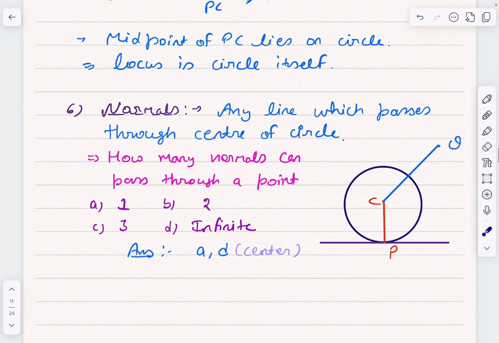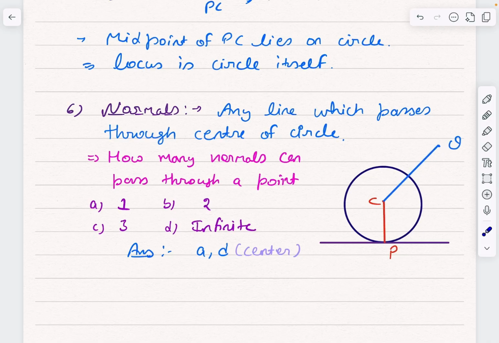Now, normals. What are normals? A normal is just any line which passes through the center of the circle, because a normal is usually a line which is perpendicular to the tangent at the point of contact. So if this is the tangent at P, the normal will be a line passing through P and perpendicular to the tangent. So obviously it will pass through the center of the circle. So every normal passes through the center of the circle. If they ask you to find the equation of the normal passing through Q, you just find the equation of the line joining Q with the center of the circle.